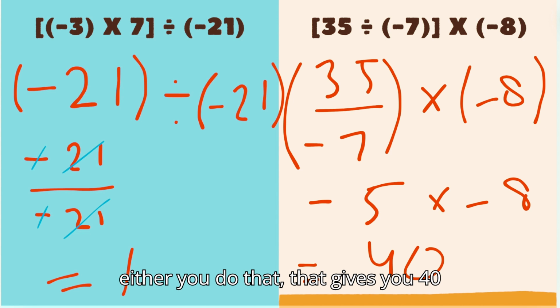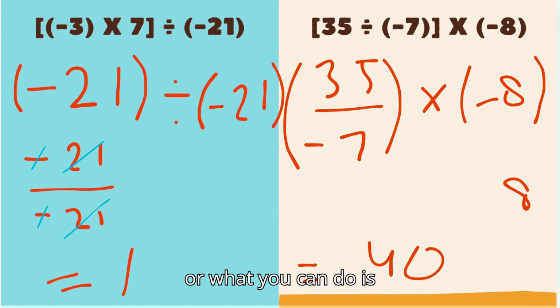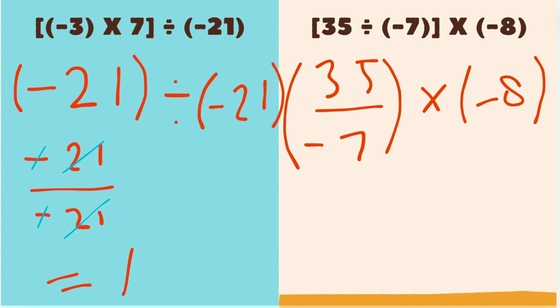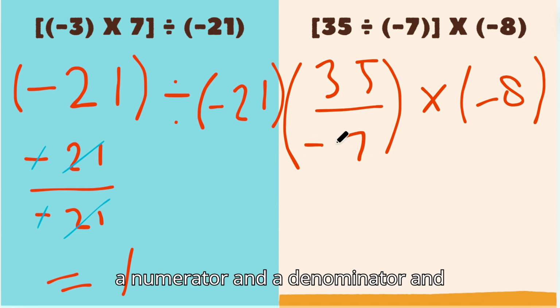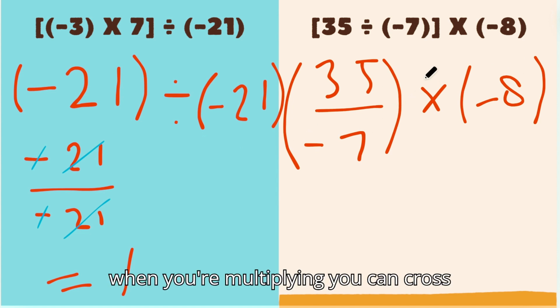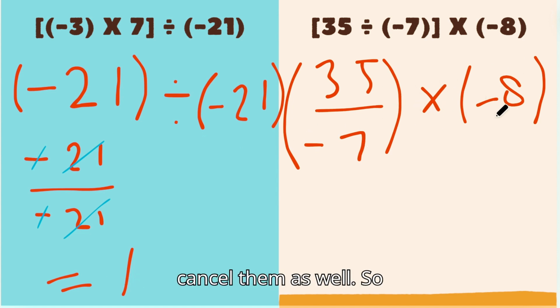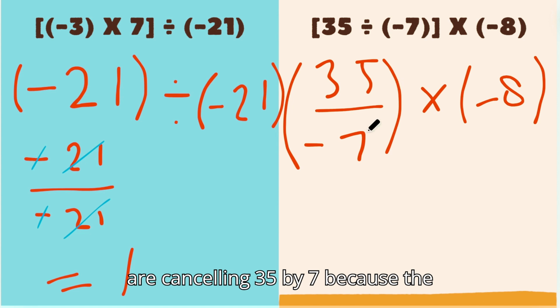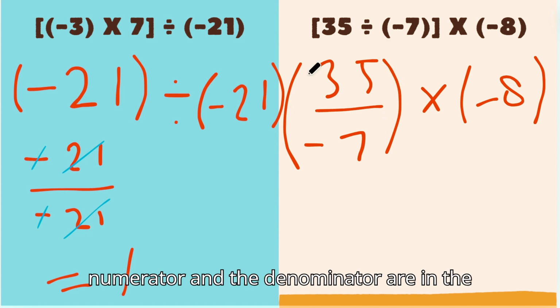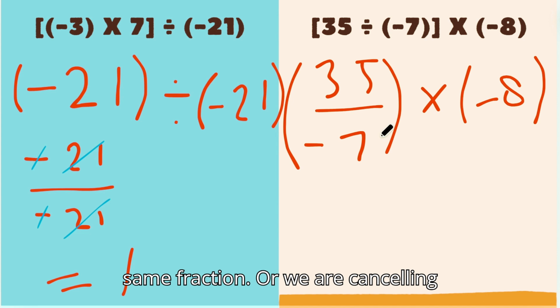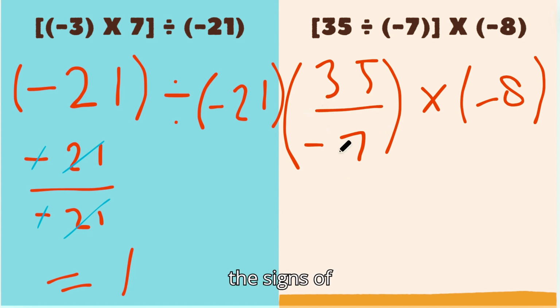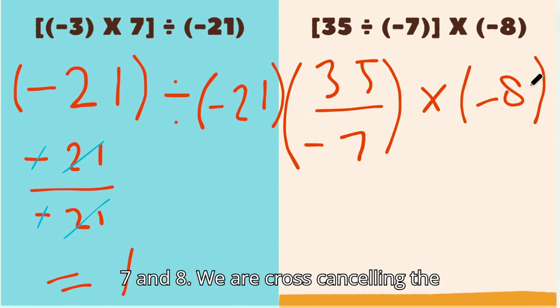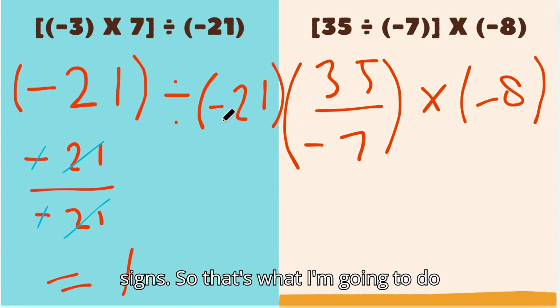So either you do that, that gives you 40, or what you can do is, you know that you can cancel a numerator and a denominator, and when you're multiplying you can cross cancel them as well. So in both ways we are cancelling. First way, we're cancelling 35 by 7, which is a numerator and a denominator in the same fraction, or we are cancelling the signs of 7 and 8. We're cross cancelling the signs.